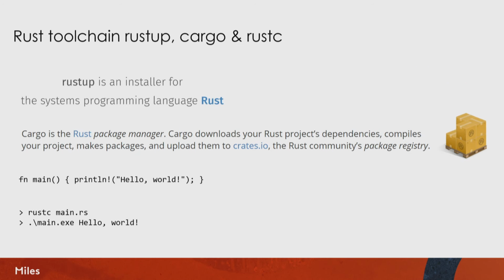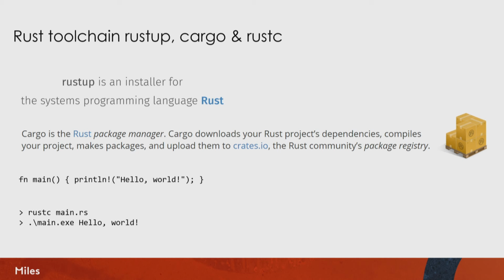So when we use Rust, there are a couple of tools that we need to know about. In Rust, we have a toolchain consisting of something called Rustup. Rustup is an installer for Rust. And then we have Cargo, which is a package manager. In the same way as we have NPM in JavaScript, we have Cargo. And in the Rust world, we call these packages crates.